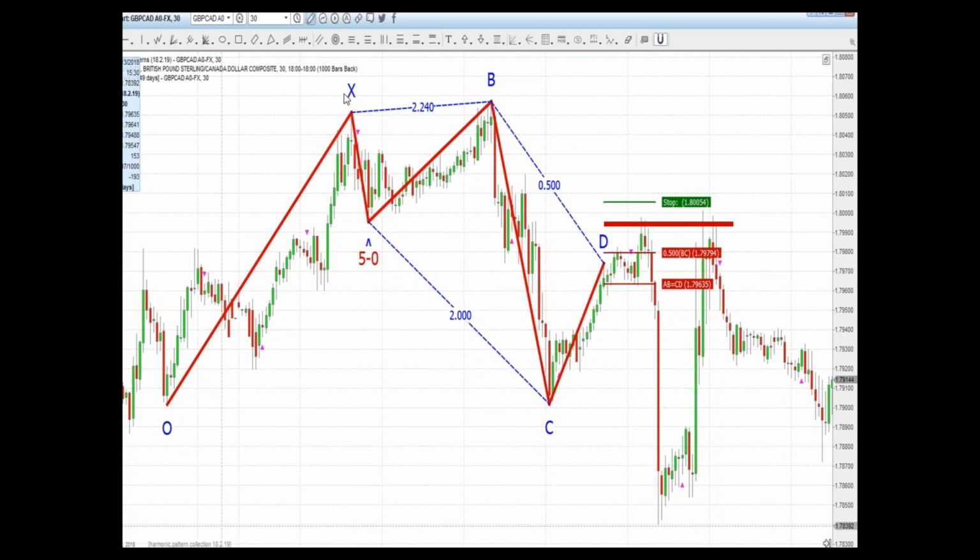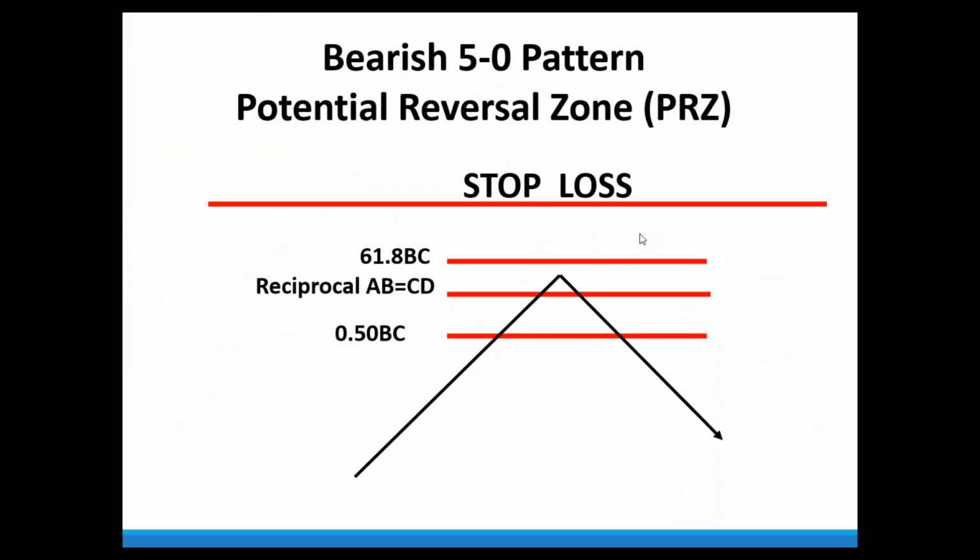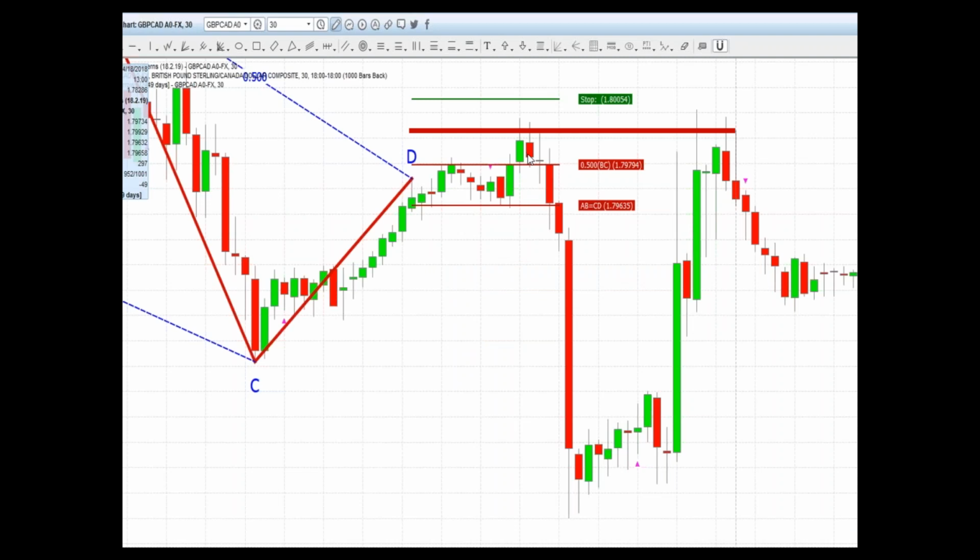From 0 to X, we have that initial thrust phase, and then XAB pretty tight, followed by that down move down to a 2.0. This sets us up right at the 50% level for that potential reversal zone. And again, that reversal zone combines a 618 BC measurement. We're focused on where the reciprocal ABCD and the 50% minimums hit, but we also are going to consider that 618 level. Here's that 618, the red line is that 618 level overlaid. Here's the 50% level, and then our reciprocal ABCD that's kind of low.